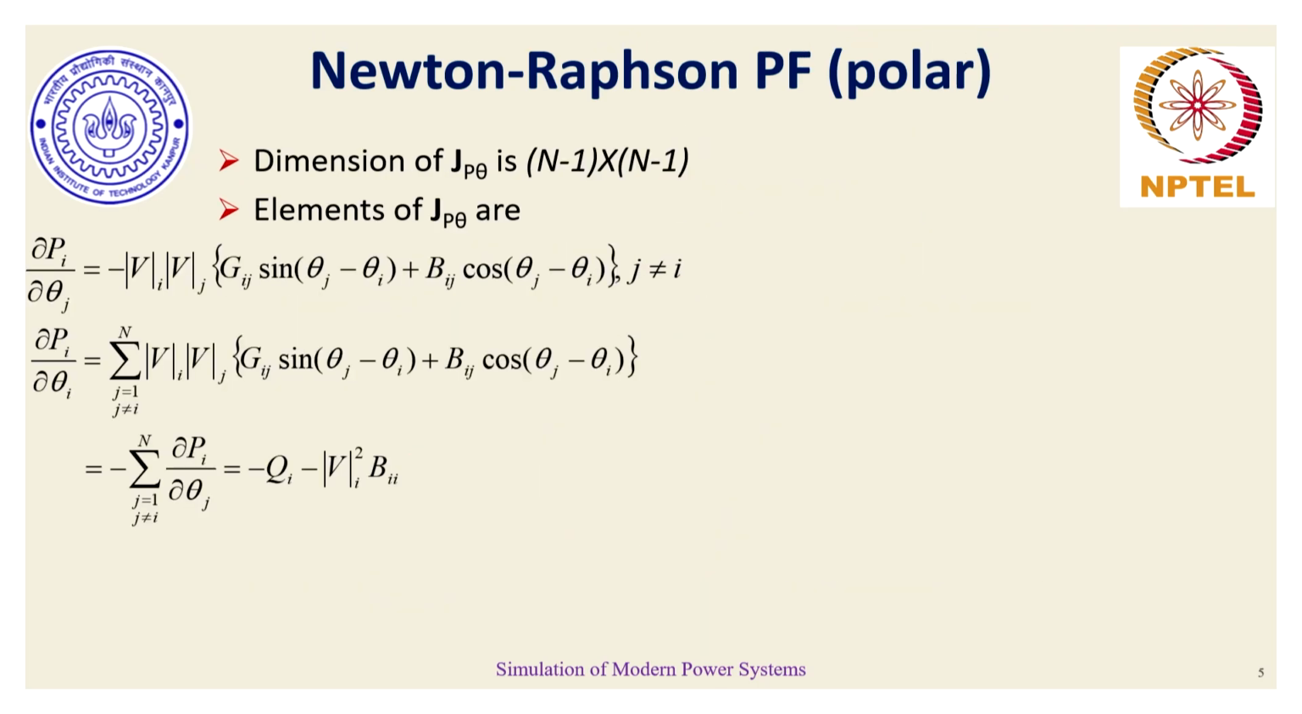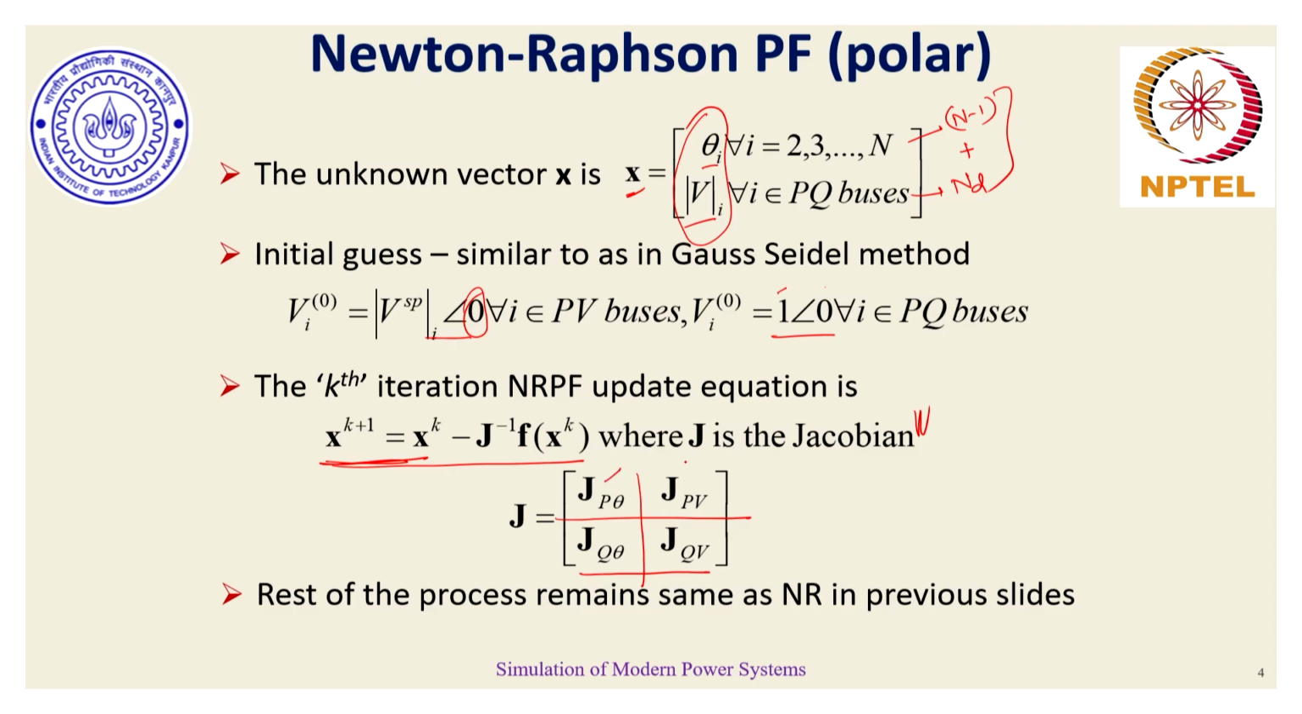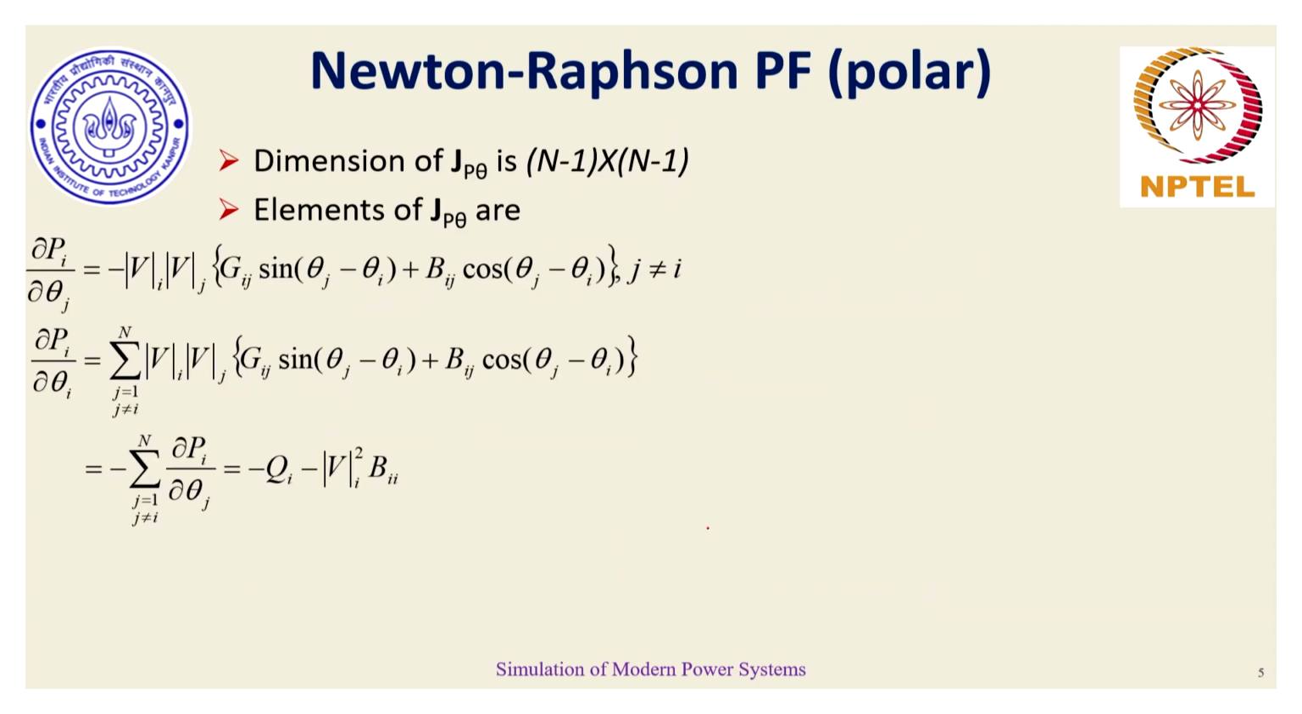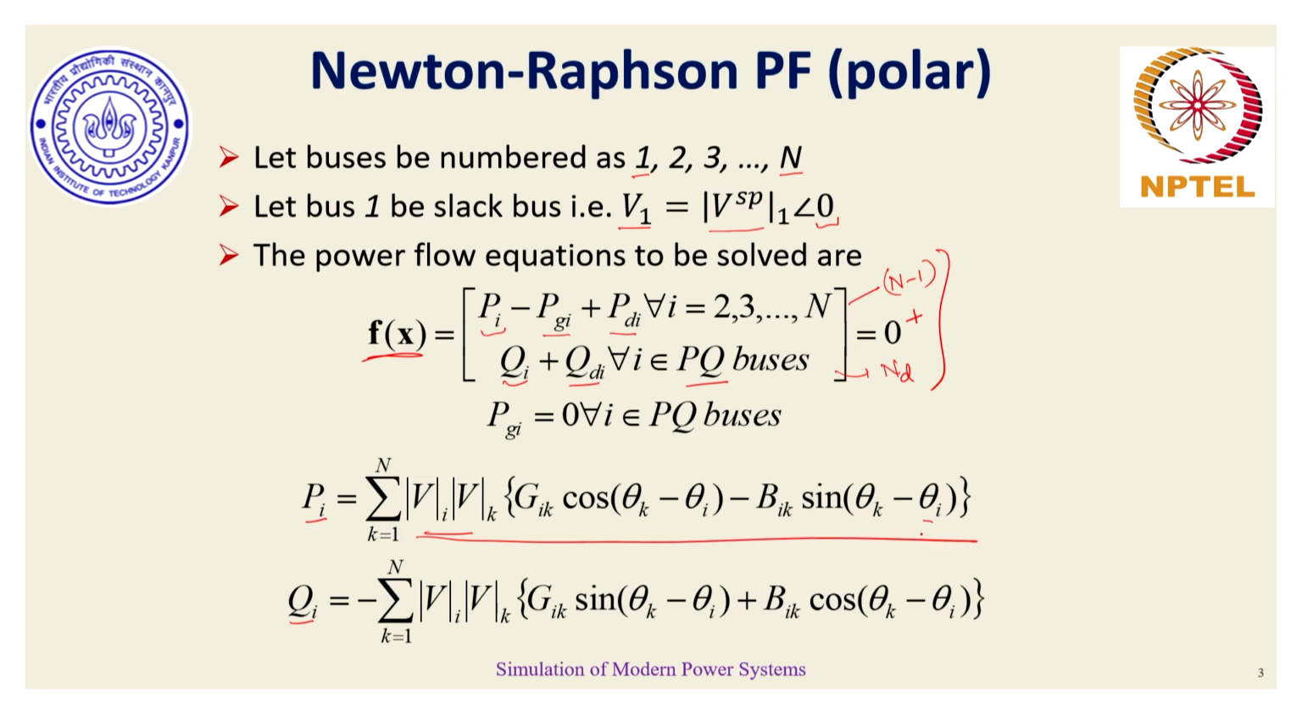The elements of these 4 submatrices, JP theta, JPV, JQ theta, JQV, are shown here for the sake of summary. JP theta is a square matrix of n-1 cross n-1 dimension, with elements being the off-diagonal as well as the diagonal terms as shown here. These are obtained directly from the expressions of P and Q as explained earlier.